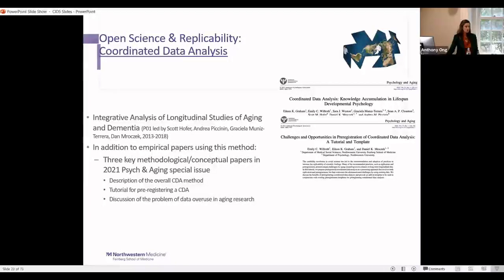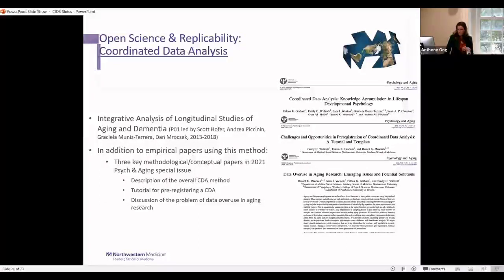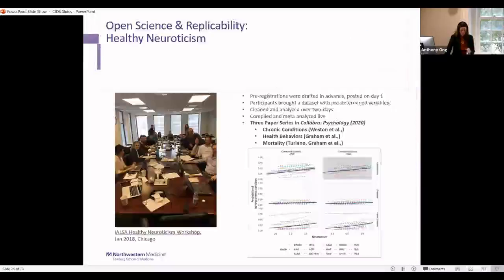Second, considerations for pre-registering a coordinated analysis. If you use the Open Science Framework, there is a template for pre-registering secondary data analysis, and this paper has created a supplement to those secondary analysis pre-registration templates, with additional questions that you might ask if you're pre-registering a coordinated analysis, just to add an extra layer there. And lastly, how this approach can help address issues such as data overuse and data overfitting in aging research. So if you're interested, you may check out those papers.